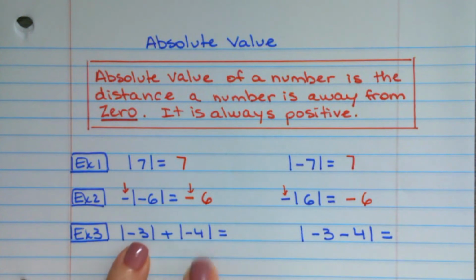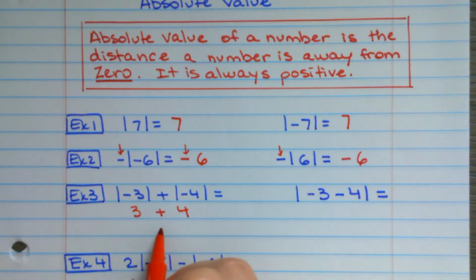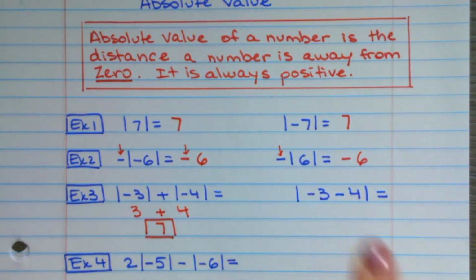Ooh, operations right there. Absolute value of negative 3 is 3. Plus absolute value of negative 4 is 4. Again, think of the number line. And then 3 plus 4 is 7. Okay, so 7 on this one.